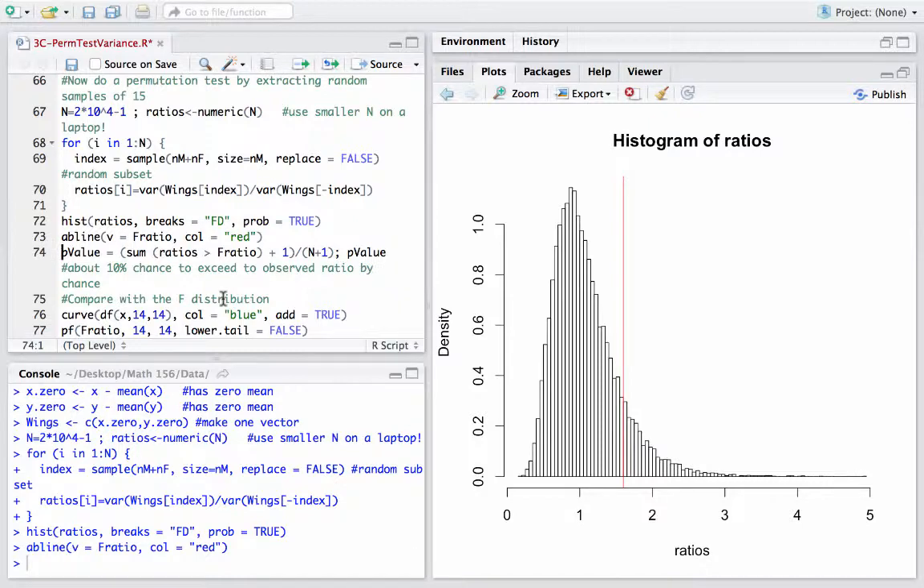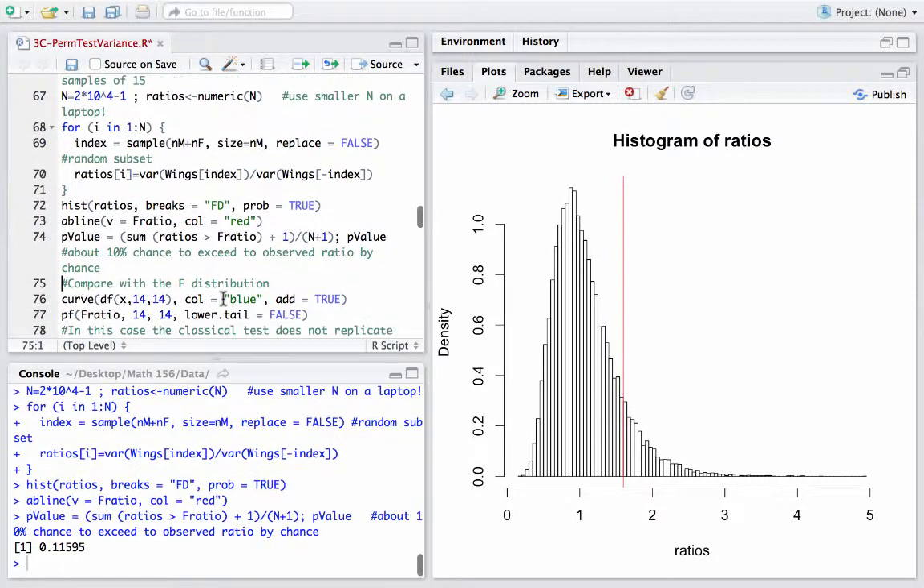Throw in our AB line. Check out the p-value. So he says about a 10% chance. I got about 11.5. So maybe not significant. Could be that this is just randomness in our data.